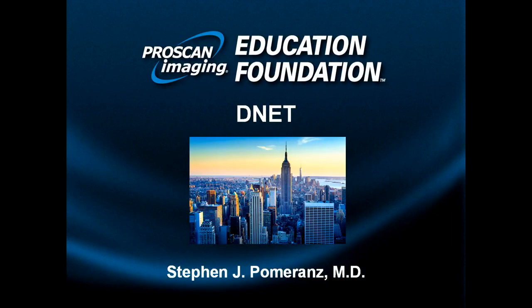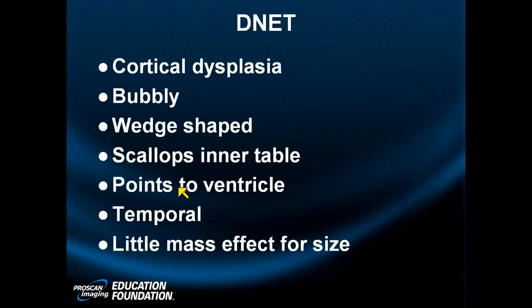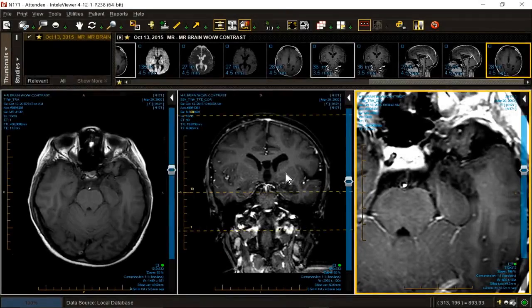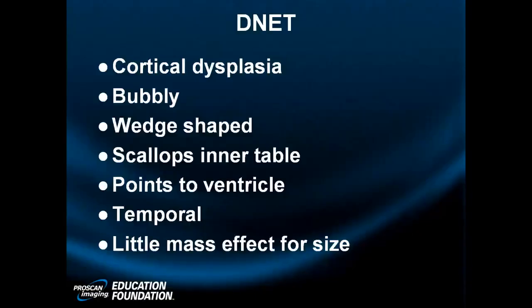This is a case they love to put on registrar's examinations. So DNETs are associated with cortical dysplasia. I had a hard time elucidating it due to the mass effect, but they can be associated with other abnormalities. This patient has an arachnoid cyst and most likely a cyst in the midline. The lesions are bubbly. They're wedge-shaped. Our lesion fits both criteria.